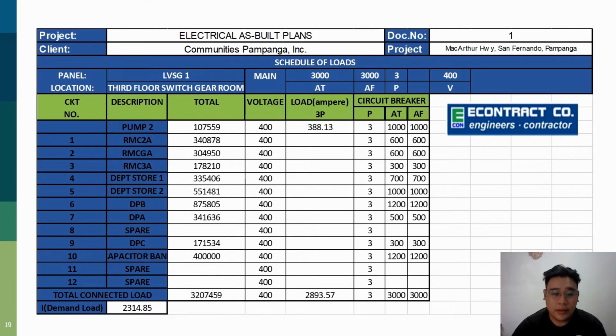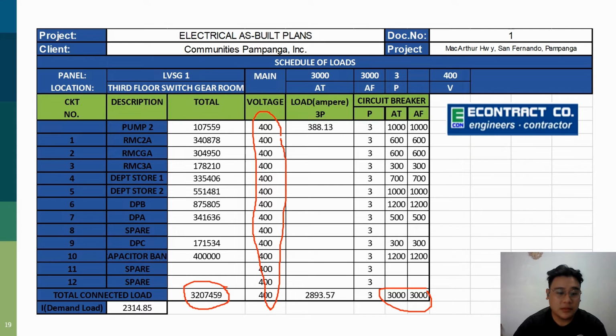So, nagkaroon ng total connected load. Ito, katulad ng sinasabi ko kanina, which is 320.7459. And the voltage all throughout doon is 400 volts. Ayan, kita naman. And, ayan na nga is yung, for the total connected loads, ang magagamit nating circuit breaker is that 3,000 circuit breaker and 3,000 ampere frame.